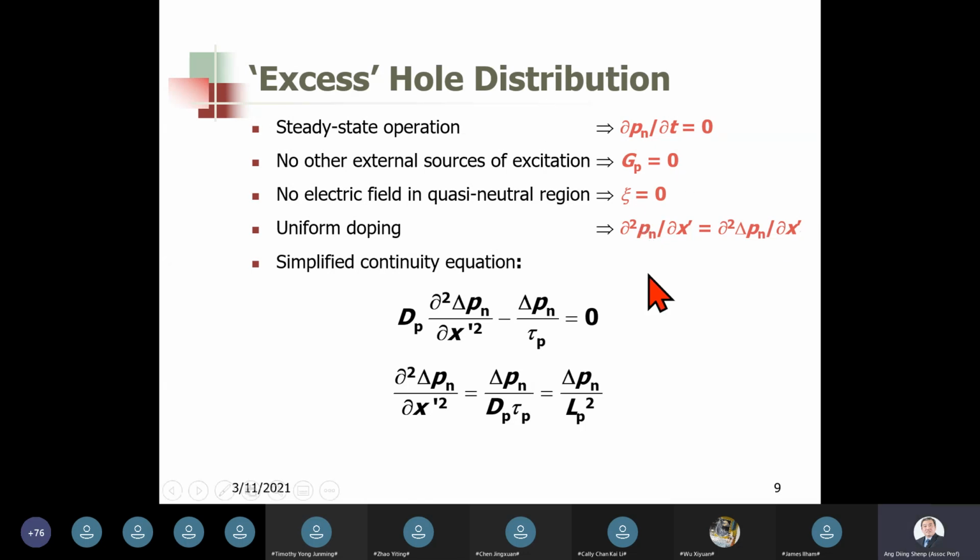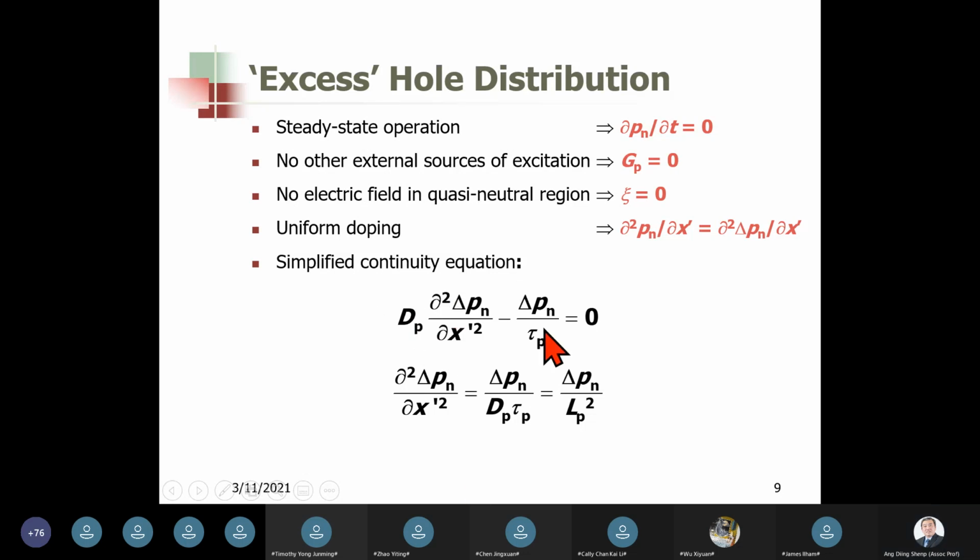To see this is very easy. Remember the hole concentration under non-equilibrium Pn can be written as Pn naught plus some change, delta Pn. Now, since Pn naught is independent of distance due to uniform doping, then differentiating it will make it go to 0. Okay, so the derivative of Pn with respect to x prime can also be written as the derivative of delta Pn with respect to x prime. Now, with all these assumptions made, the continuity equation can be simplified into this form.